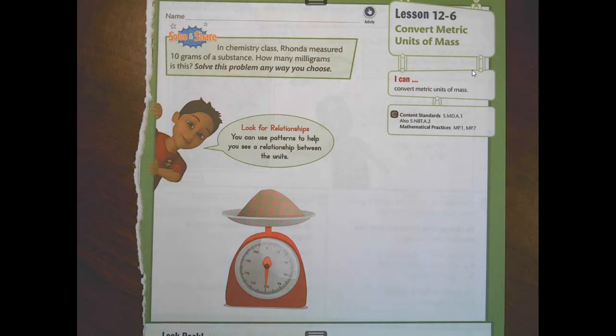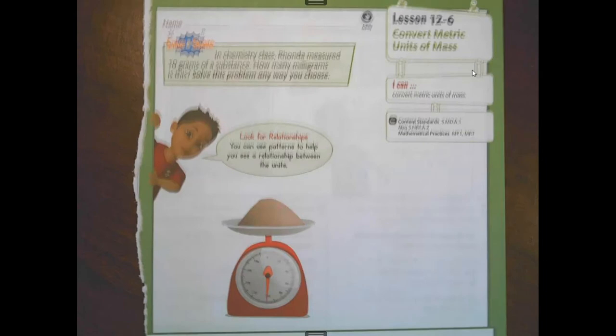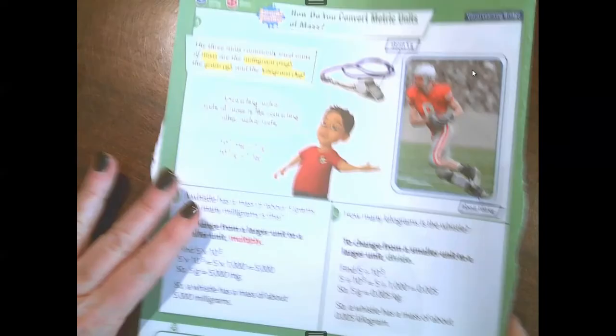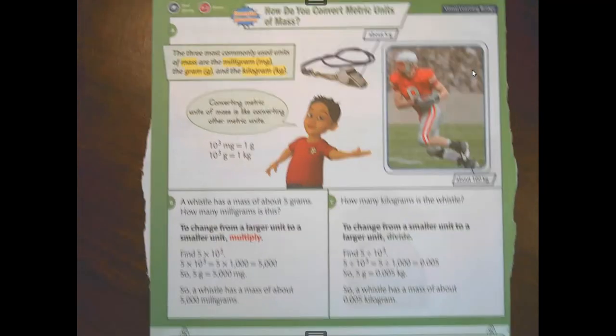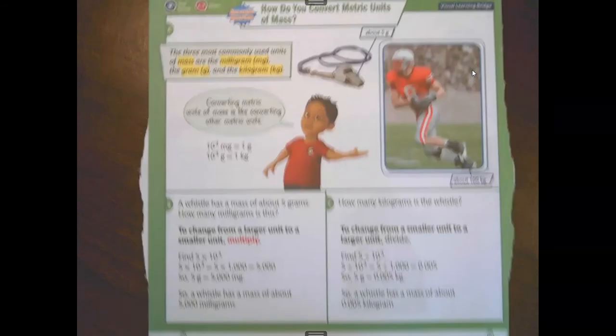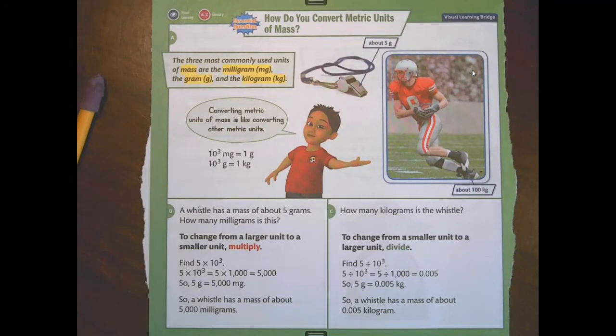All right, so we're going to start on page 510. If you do not have your book, that's no problem. Like I've said all along, you're just going to copy these problems on notebook paper. So you do need notebook paper and a pencil. All right, so our essential question today is, how do you convert metric units of mass?